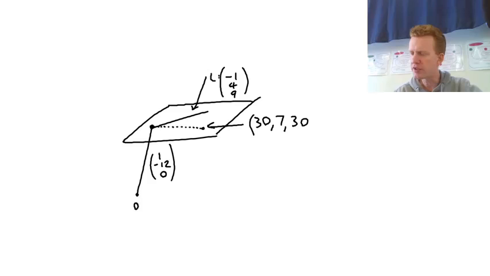And finally, the question asks me to determine a vector equation in the form r equals u plus beta v plus gamma w for the plane which contains L and which passes through the point (7, 3, 0). So here is such a plane. We can see L within the plane, and the direction of L being (-1, 4, 9), the direction of this line here. This (1, -12, 0) is the point that I calculated to be on the line, and the point (7, 3, 0) is a point on the plane.